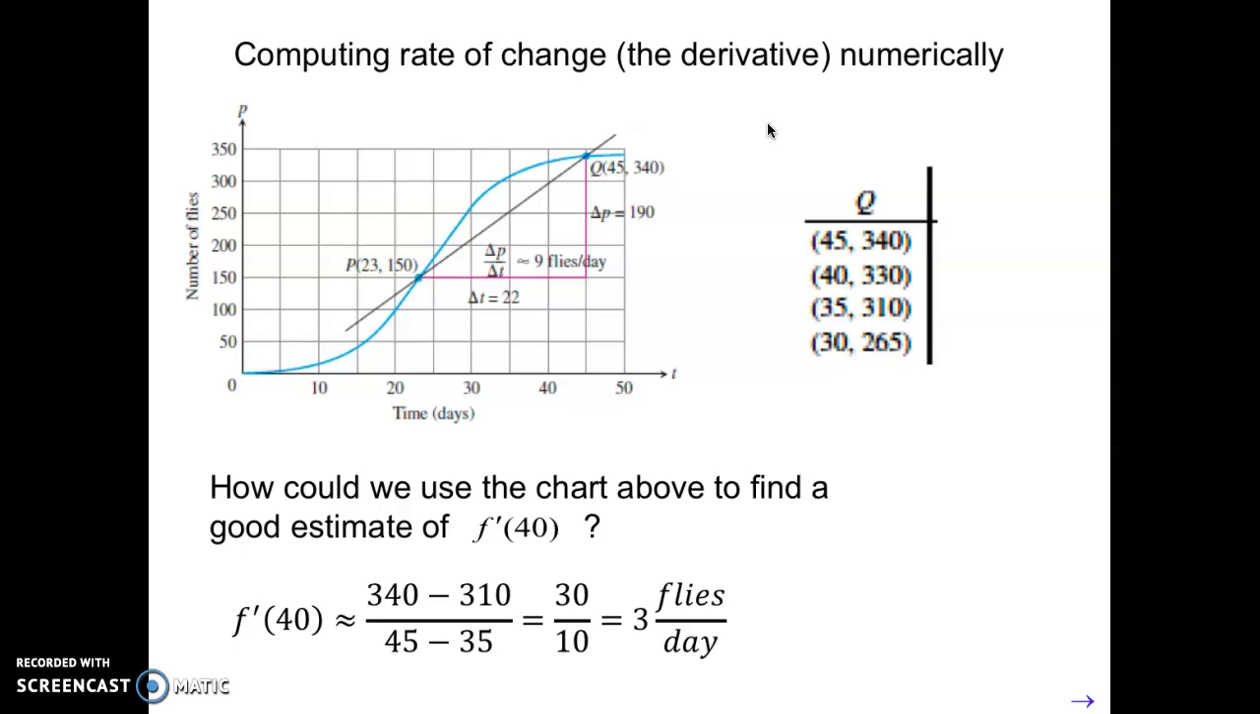Now, is this the only pair of points we can use? No, it's not the only ones, but this would be a good estimate of how we would find the derivative at 40 by just using the average rate of change on either side of 40, and then saying that would be a good estimate of what's happening at t equals 40.